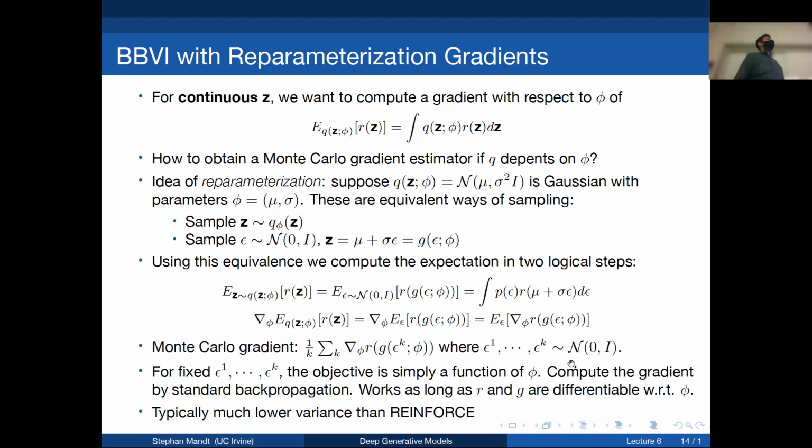Yeah, another question? Is R just an arbitrary function? Right. For now, R could be any general smooth function, but later on, R will be the log joint distribution minus log of Q, right? Because then this expectation here will become exactly the evidence lower bound. And that's actually the next slide.